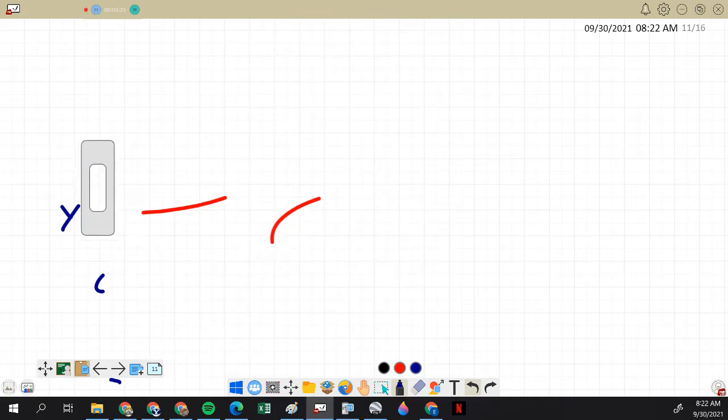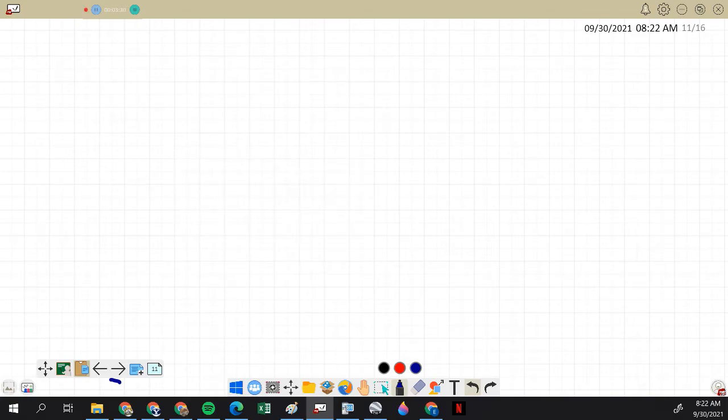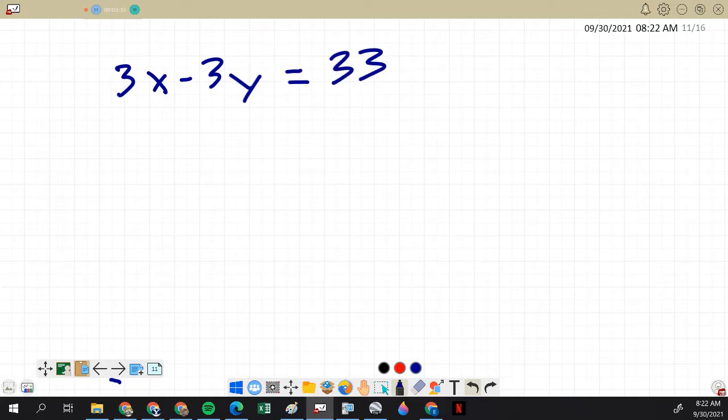Okay. This is not on your worksheet, by the way. Can I eliminate here? Not in its current form. If I were to add the two equations together, then I will still have x's and y's. So what can I do to this equation to set it up for elimination? If I tripled the bottom, then the y's would cancel.